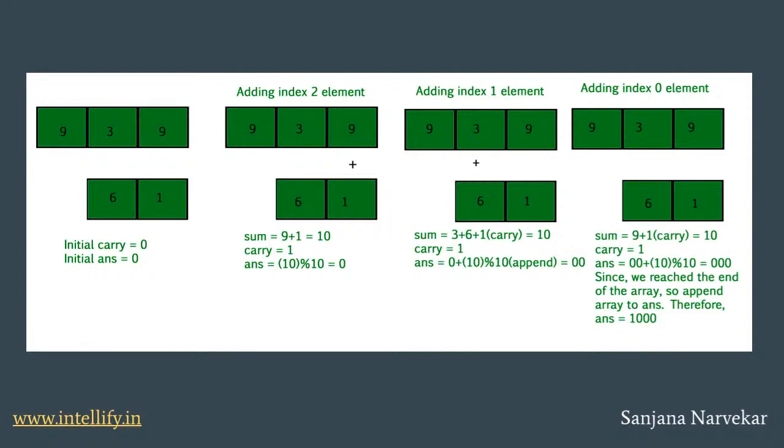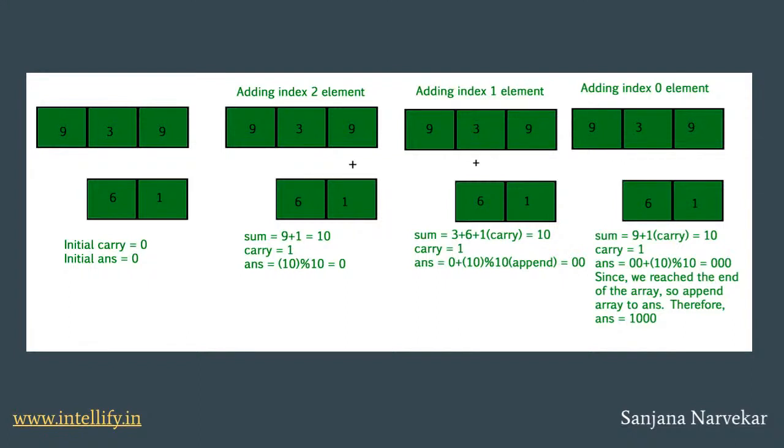Then I add the rightmost elements, that is 9 and 1. When I add them I get a sum of 10. So my carry will be 1 and the answer will be shifted to 0. In the second step I have to add the index 1 elements, that is 3 and 6, but I have a carry 1 from the previous step. So I add the carry 1 also, and I get the answer as 10.